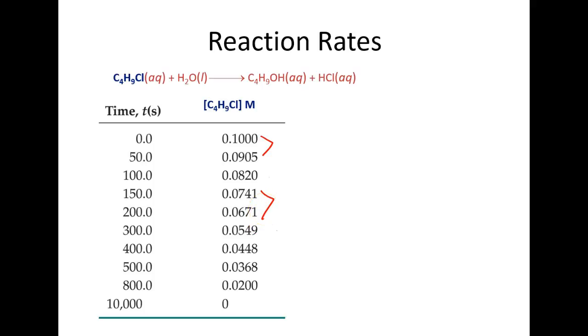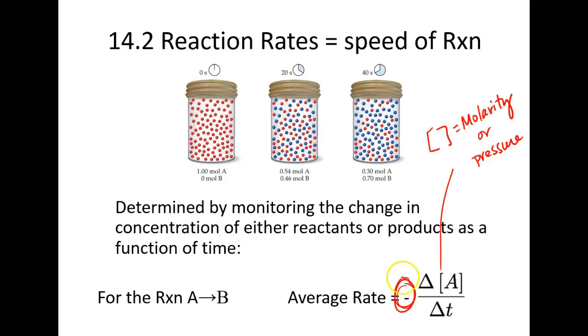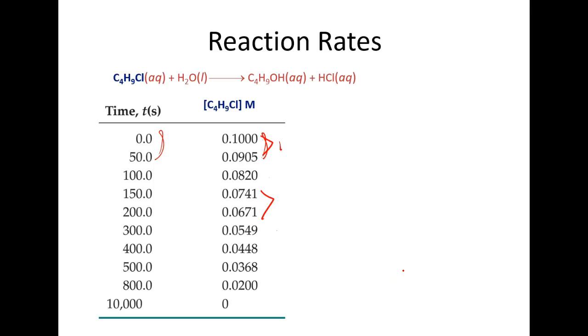And to do that, if I was doing this first interval, I would take the second concentration, 0.0905, minus 0.1. That would be my change in concentration, and then I would divide that by 50 seconds. If you follow along with me and do that on your calculator, you should get 1.9 times 10 to the negative 4th. Actually, it probably has a negative sign in front of it. But because of this negative sign here, we would actually make that a positive number. And so what we're measuring is how fast this C4H9Cl is disappearing.